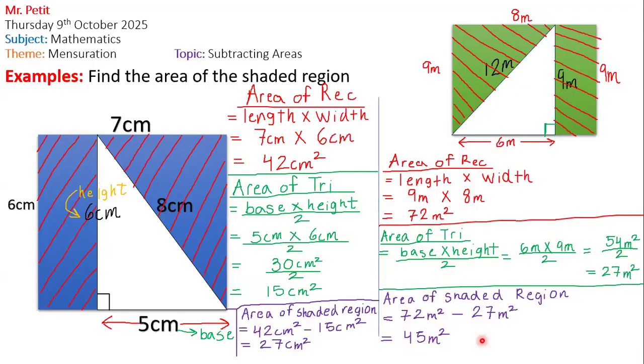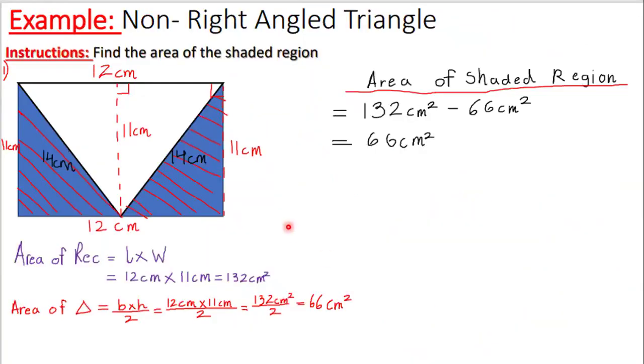So this is what I want to show you. Again, this is when we're dealing with a non-right angle triangle. I don't know why I put a right angle there, but this is not supposed to be a right angle. So basically, we have to use this length. If this is 12 centimeters and this is 14, we find the area of the rectangle first, which is going to be 12 centimeters times 11, because 12 is the length, 11 is the width, right?